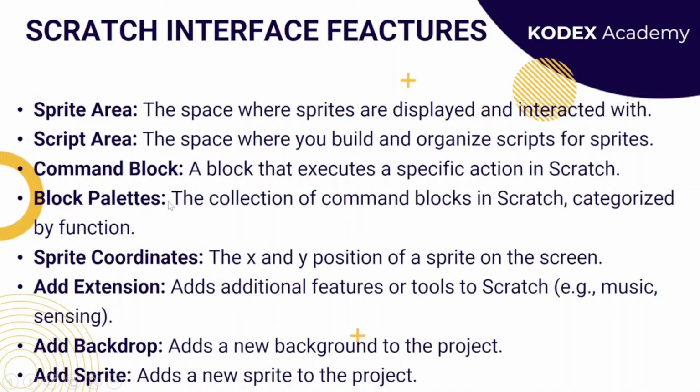The next one is the block palettes. Block palettes are nothing but collections of command blocks, like motion, looks. These are block palettes, and each palette has multiple command blocks which have a specific action, and they are very specifically characterized by their function. The next one is sprite coordinates, which is denoted by X and Y. X horizontally, Y vertically. They set the position of the sprite on the screen.